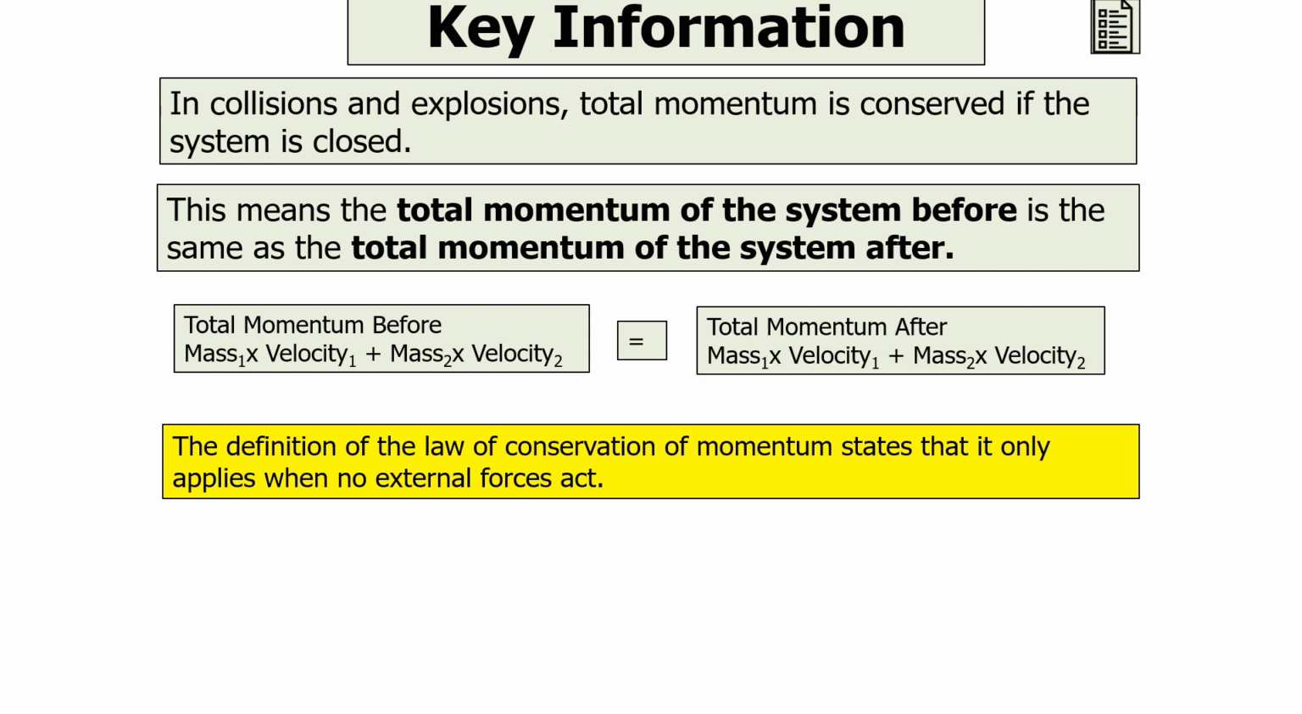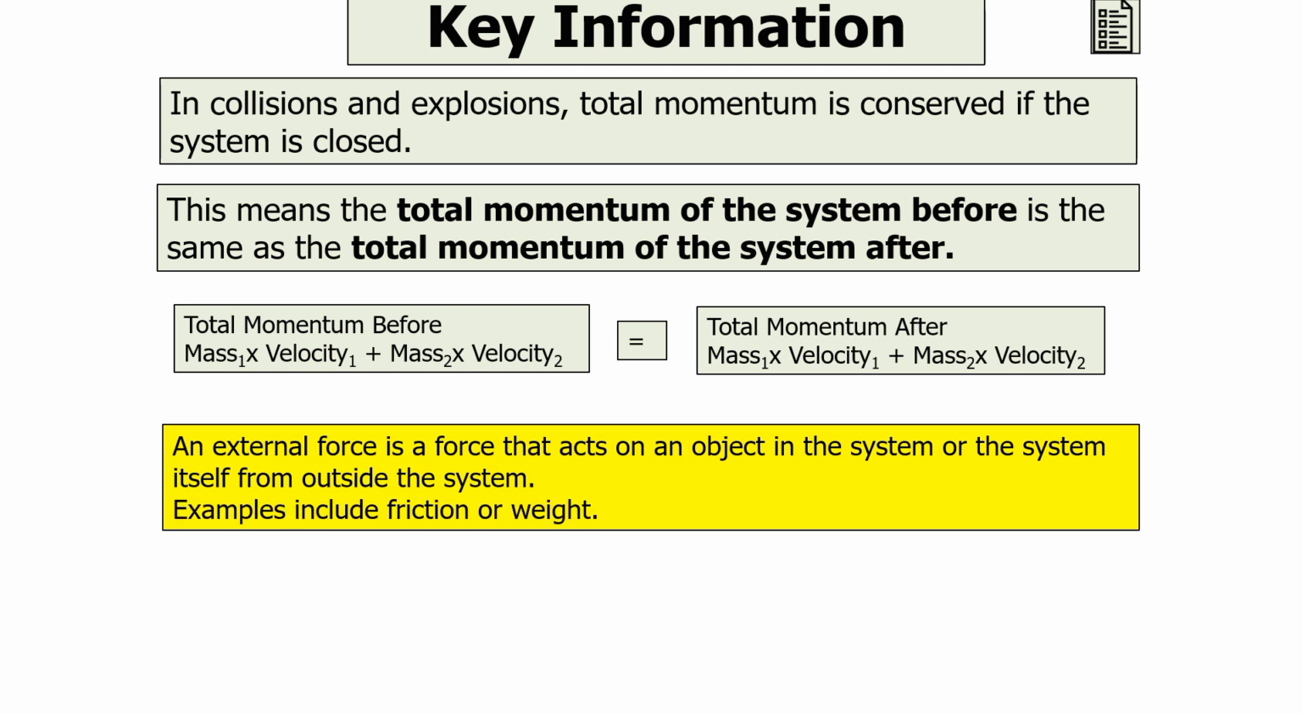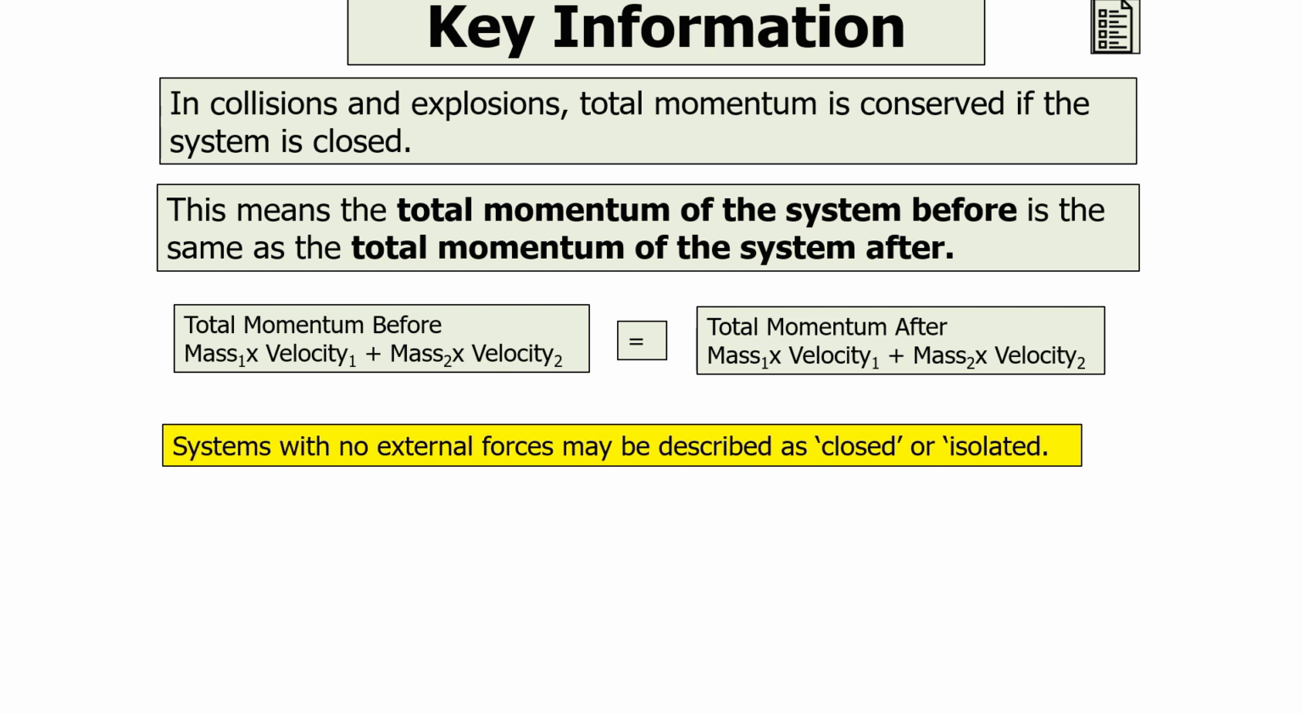Now, the law of conservation of momentum states that it only applies when no external forces act. An external force is a force that acts on an object in a system, or the system itself, from outside the system. Common examples of external forces include friction or weight. Systems with no external forces may be described as closed or isolated.